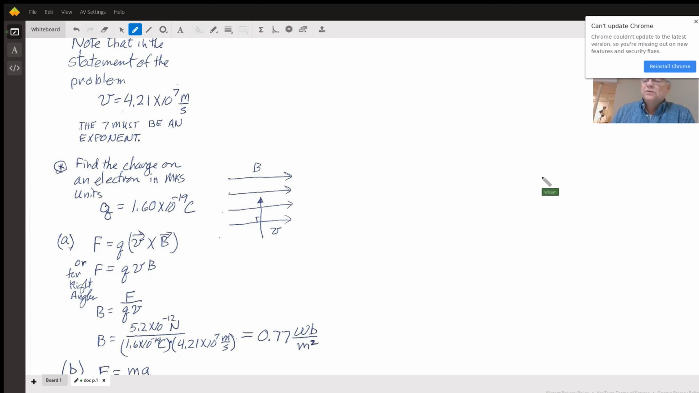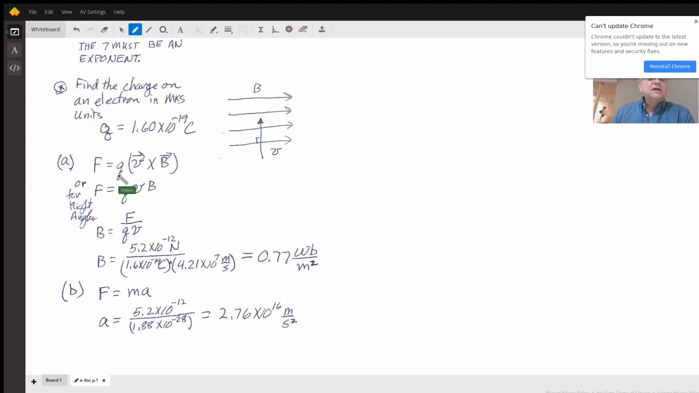The force then is equal to the charge times, in the calculus-based system, the cross product of the velocity and the magnetic field. But that simplifies down to the charge times the speed times the magnetic field strength when we talk about right angles. So when the velocity or the speed is at right angles to the magnetic field, it becomes much simpler.